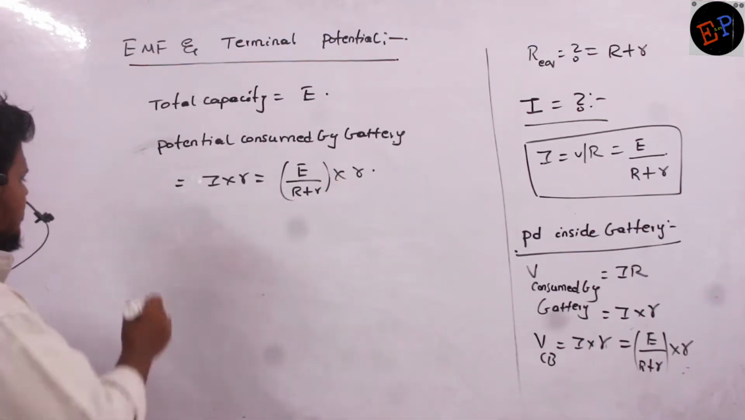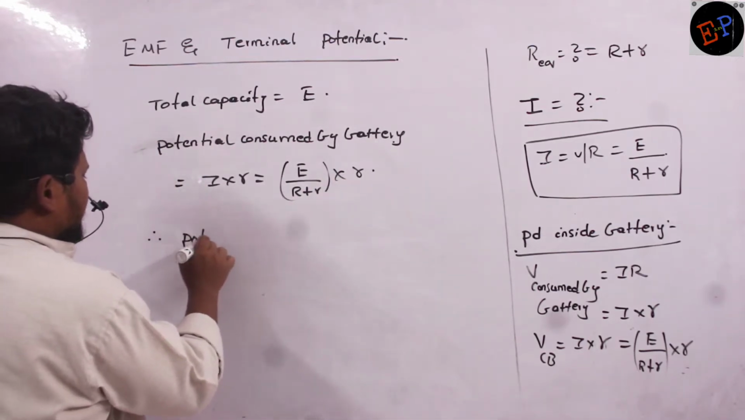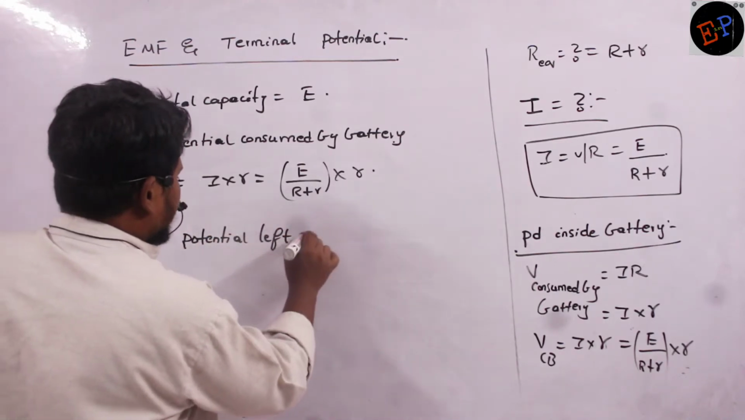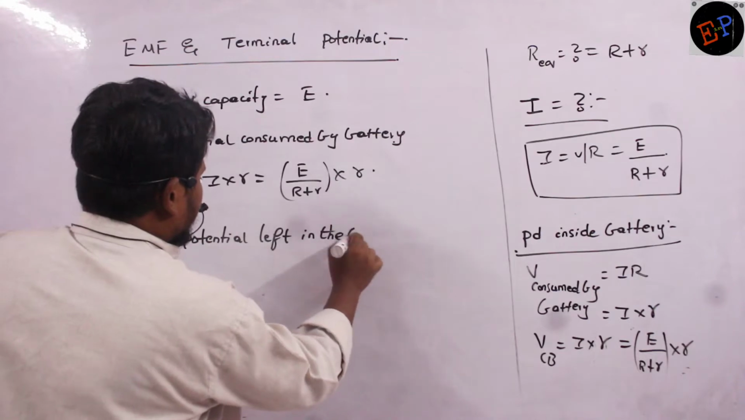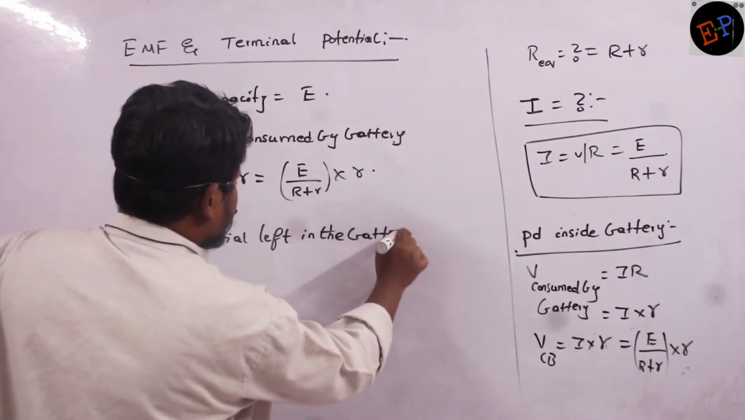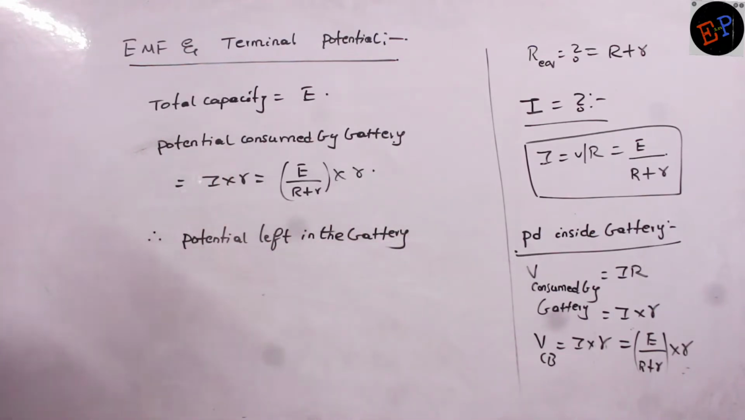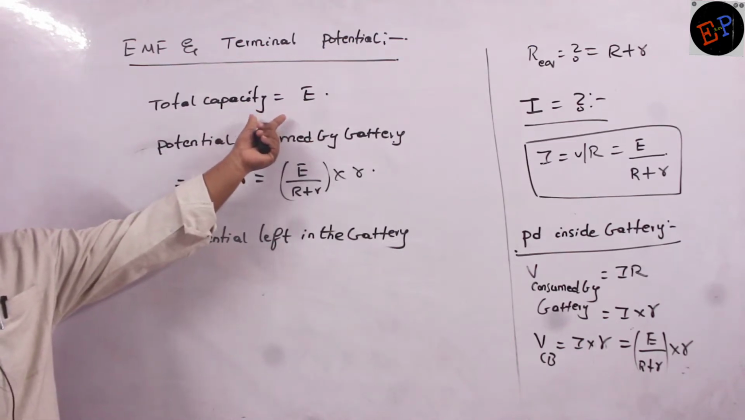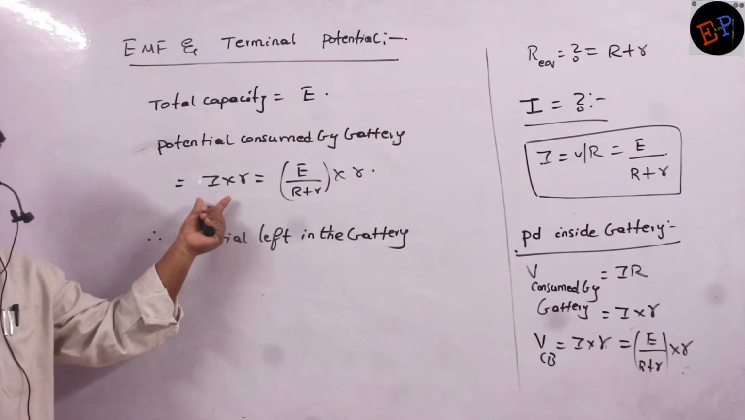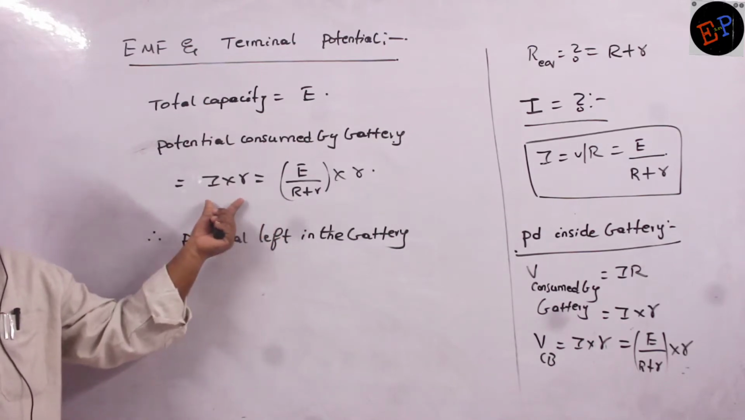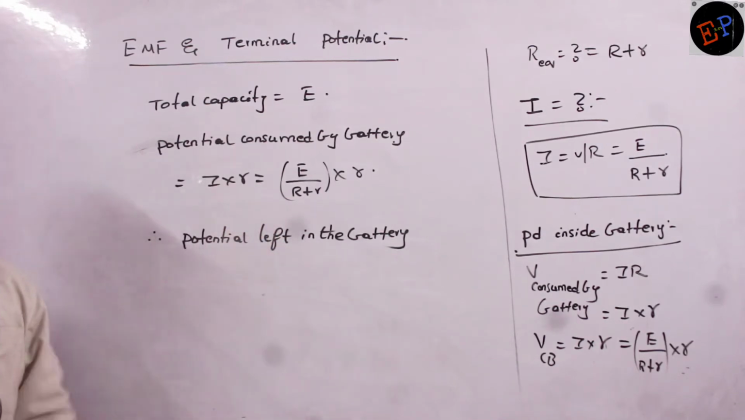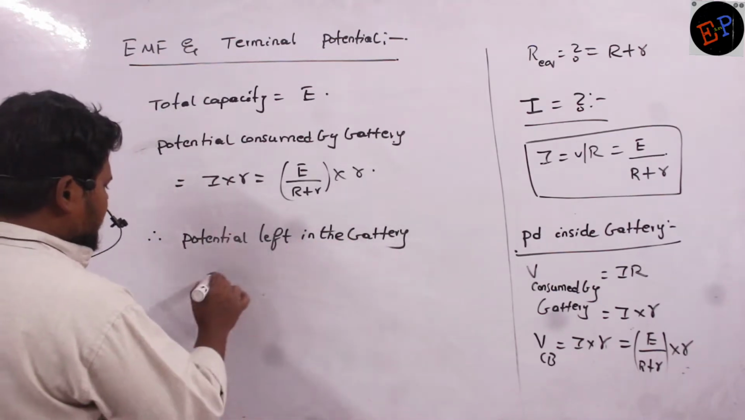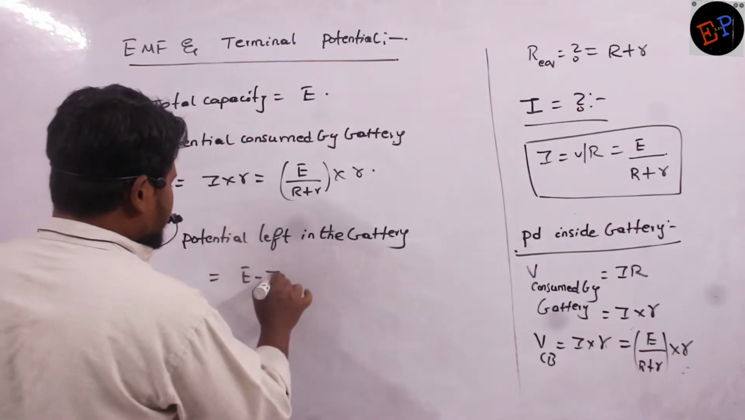Okay? So therefore, potential left in the battery. Potential left in the battery is how much, can you say? Total capacity of the battery is E. Total potential difference that the battery can supply is E. Out of this, it is consuming its own potential, this much potential. Then what is the remaining potential inside the battery? E minus I into r. Clear, no? So this is equals to E minus I into r.